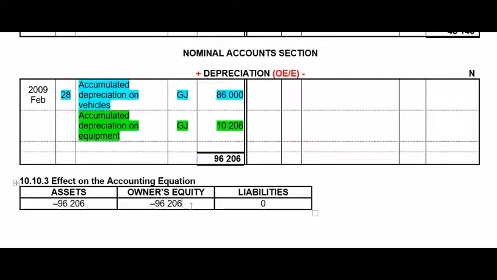Why did I not record the 160,000 Rand that we spent on the new vehicle? Because they very specifically said only show the effects on the accounting equation for the depreciation.